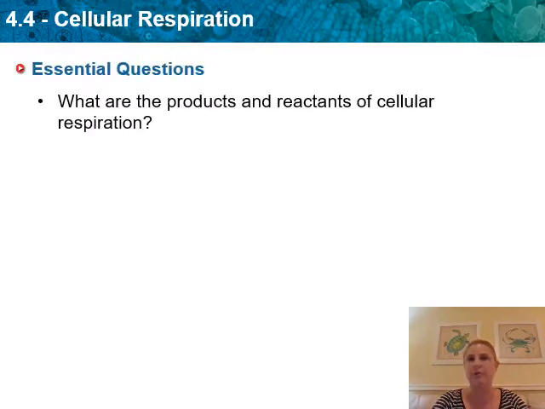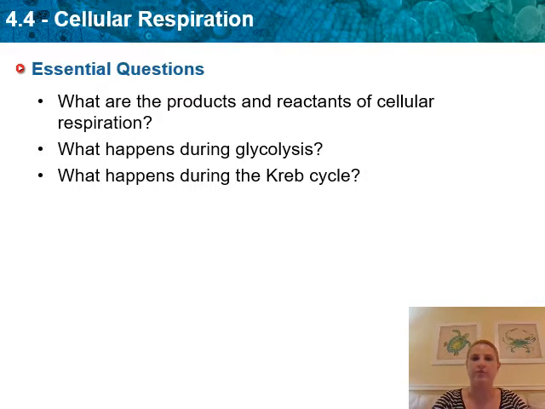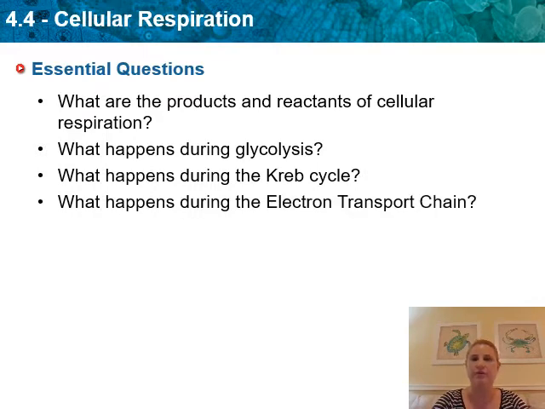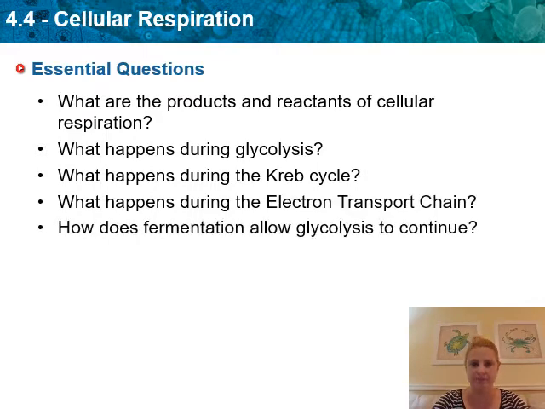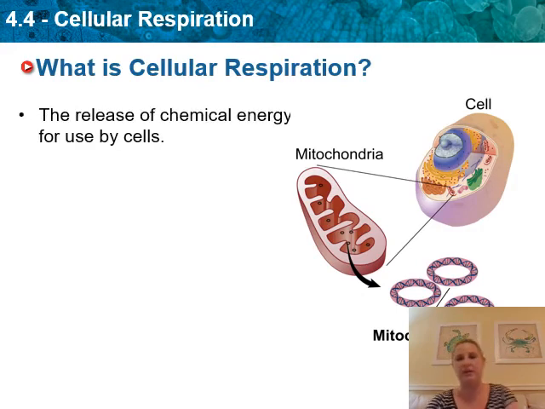Our essential questions, what are the products and reactants of cellular respiration? Just like we learned that photosynthesis is a chemical reaction, same thing here, cellular respiration or cell respiration is a chemical reaction. What happens during glycolysis? What happens during the Krebs cycle? And what happens during electron transport chain? And then lastly, how does fermentation allow glycolysis to continue? And there's a lot of words in here that are also our vocabulary words, so we're going to cover all these things. So basically, what is cellular respiration?